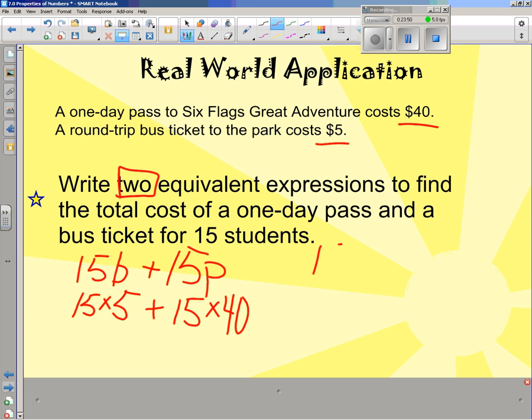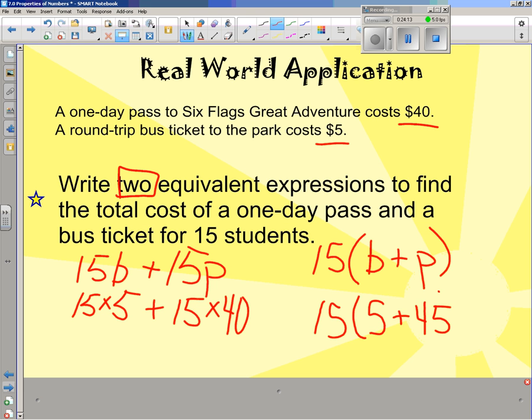All right? But with the distributive property, there's another way to do this, another way to write it. You can say, okay, well, I have 15 people, and each of those people is going to need a bus pass and a park pass. If I put my numbers in there, it's going to be 15 people, each need, whoopsie, a mistake, each need $5 plus $45. And if you were to actually do the math on both of those, put them both in a calculator, you would get the exact same answer.